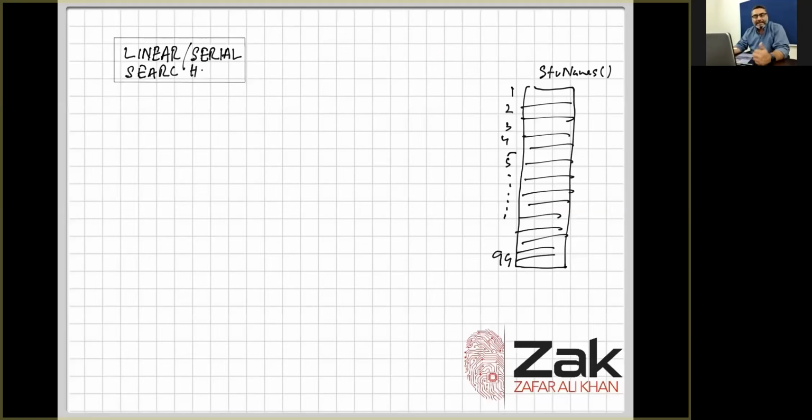Now, linear search, let's talk about it in detail. Since it is a topic of PRM, you have to pay attention to it. Now, let's suppose that we have a student names array. These two parentheses describe that this is not a variable name, but an array name. It has got 1 to 99, 99 elements, 99 locations in this array. Obviously, if it is a student name, then it is a string type.